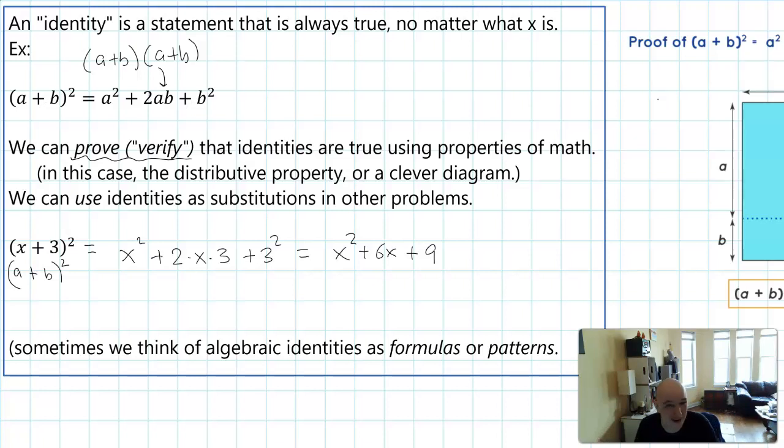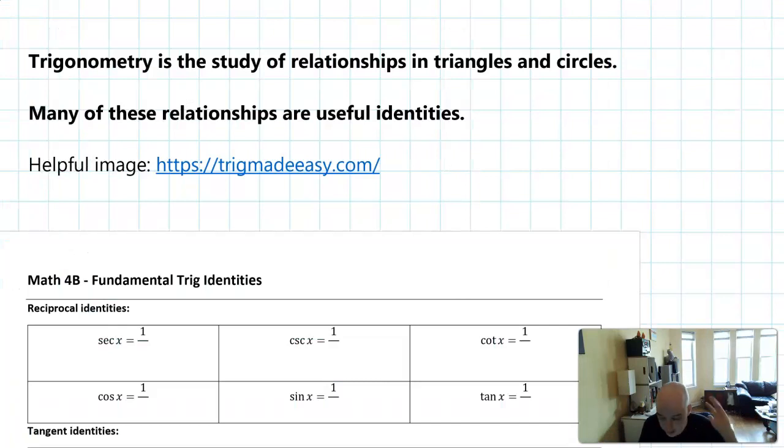Sometimes another word for identities might be patterns or formulas. I think technically the Pythagorean theorem is an identity, as is the quadratic formula, because it's true for, I guess, all values of a, b, and c. So identities are studies of relationships between quantities that are always true. Trigonometry is the study of the relationships between triangles and circles. So it makes sense that there would be a lot of true identities in this relationship between triangles and circles.